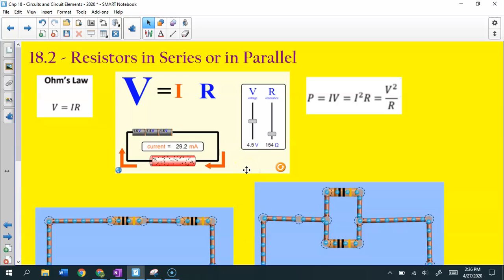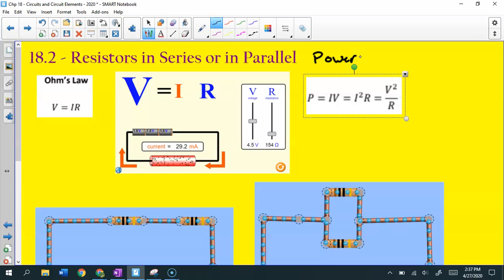Now the next thing we're going to do is tie it in with a different equation that is not in your book, but you do need it, and this is called the power equation. You generally want to know how much power is across every single resistor in a circuit, and the way you can do that is by taking many of the same recipes as Ohm's law.